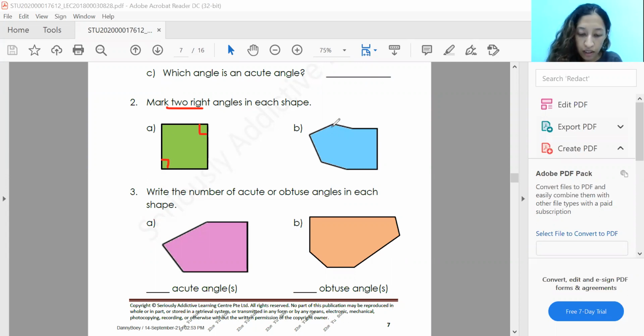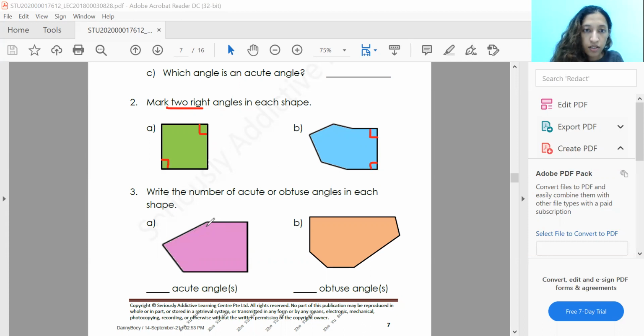Okay, then what about B? Where can you see your right angle over here? So can you see that this and this, they form a right angle. And this, they form a right angle. Okay? So write the number of acute or obtuse angles in each shape. Okay, for A, how many acute angles can you see? Okay, this one. Okay, where is your acute angle? How many acute angles can you see?